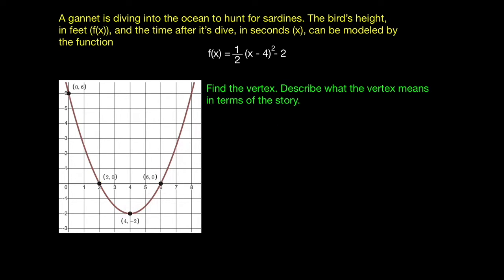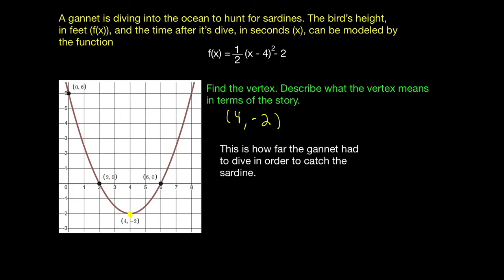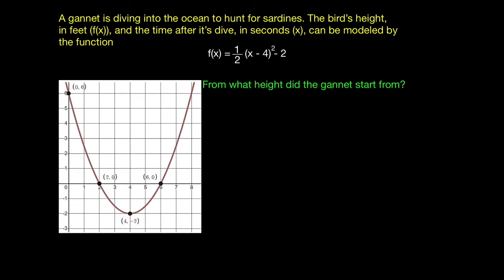Let's check out the next key feature, and this time we have to find the vertex and then describe what it means in terms of the story. The vertex is going to be determined by the minimum since we have a parabola that's concave up, and that point is this one right here, (4, -2). In terms of the story, the vertex is how far the gannet had to dive in order to catch the sardine.